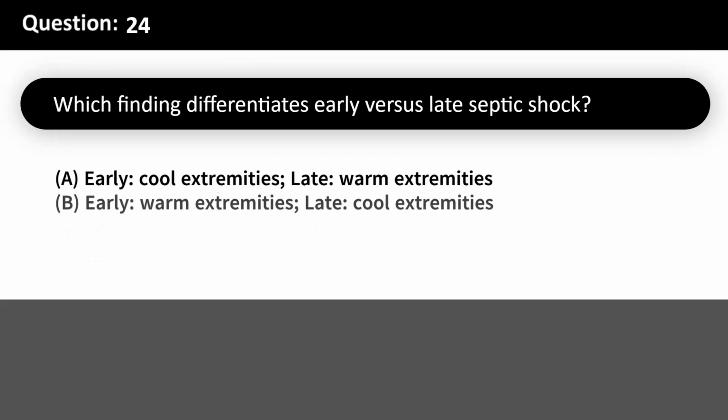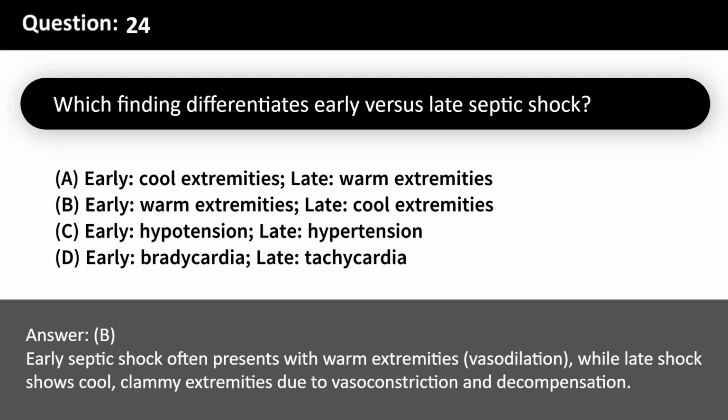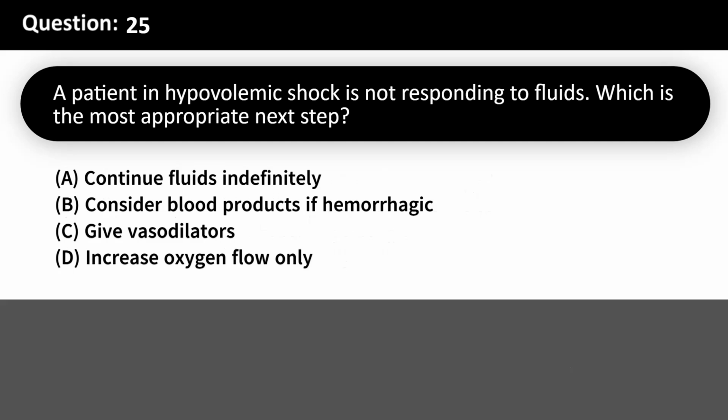Which finding differentiates early versus late septic shock? A. Early, cool extremities; late, warm extremities. B. Early, warm extremities; late, cool extremities. C. Early, hypotension; late, hypertension. D. Early, bradycardia; late, tachycardia. Answer: B. Early septic shock often presents with warm extremities and vasodilation, while late shock shows cool, clammy extremities due to vasoconstriction and decompensation.